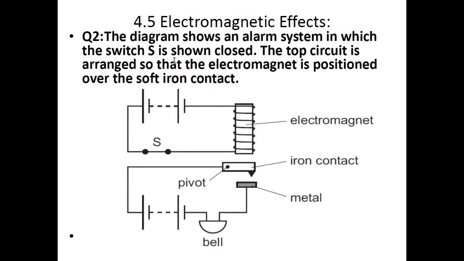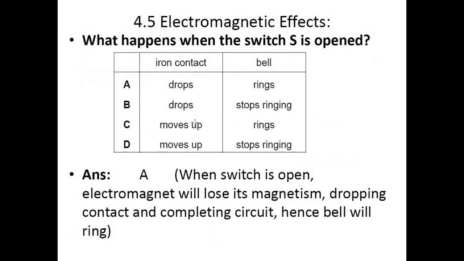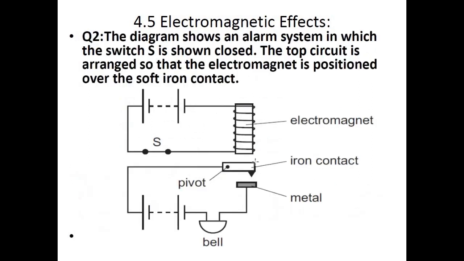The diagram shows an alarm system in which the switch S is closed. The top circuit is arranged so that the electromagnet is positioned over the soft iron contact. What happens when the switch S is opened? Right now it is closed. That means this is an electromagnet and it is attracting this iron contact.